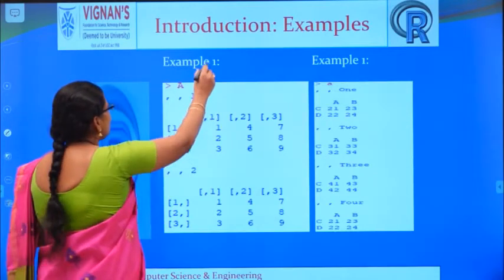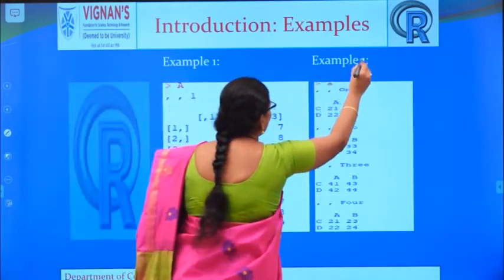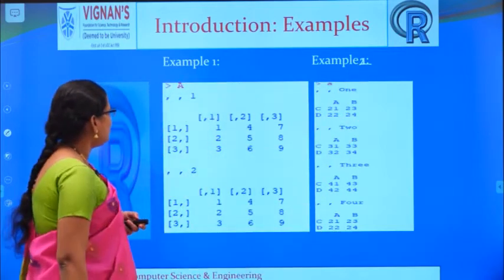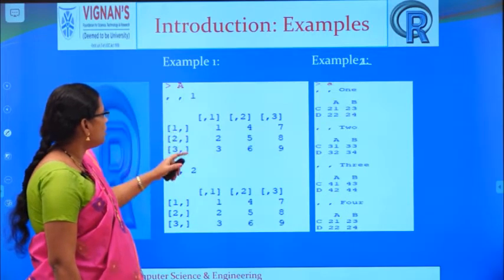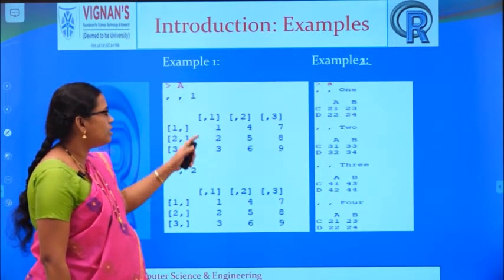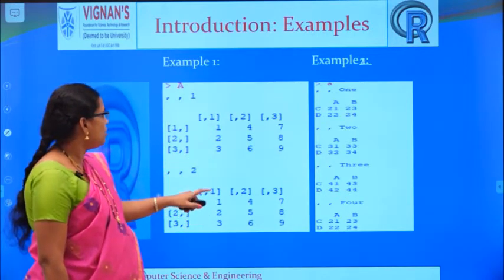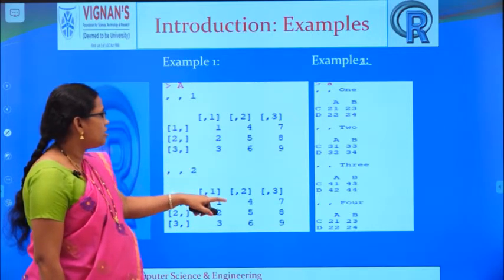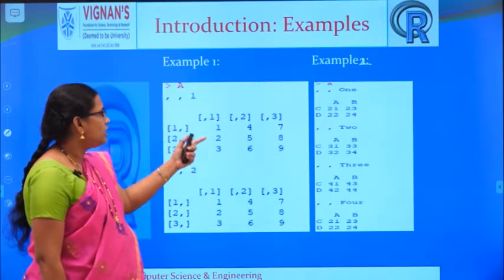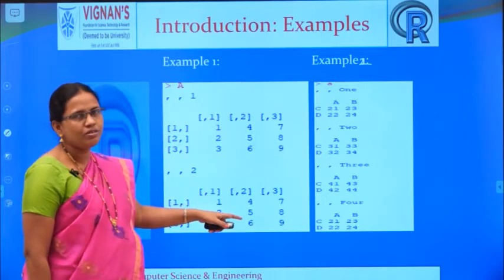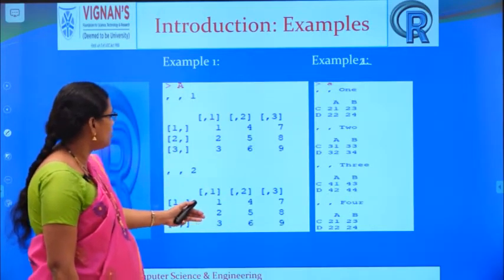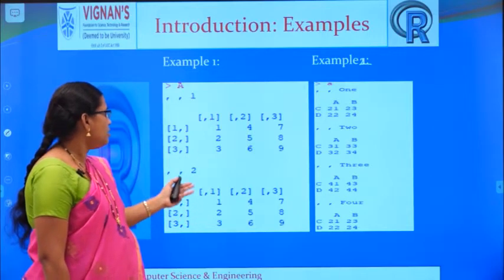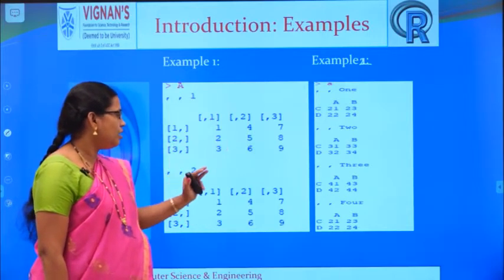See this one, this is example 1 and this is example 2. Here the array name is A. How many matrices are there? There are 2 matrices, and each matrix is of size 3 by 3, and the data of each matrix is also the same. You can observe here, this is nothing but an array. There are 2 matrices, and each matrix size is 3 by 3.